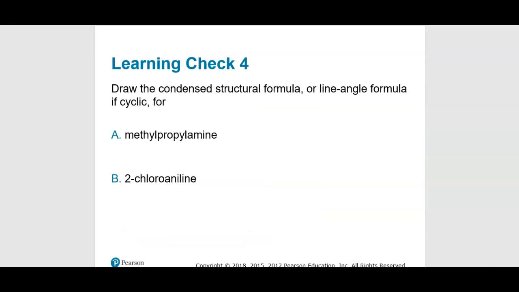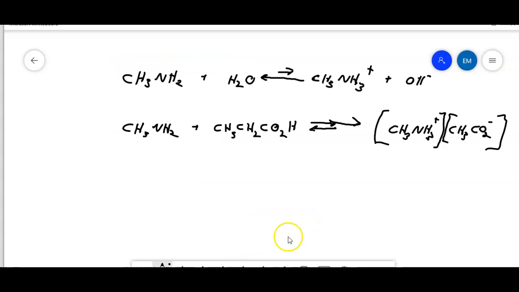So closing this off here, we'll look at a learning check. Draw the condensed structural formula, or line angle formula if cyclic. Okay, so they want condensed structural formula, line angle if cyclic. So that's a hint that one of these is going to be cyclic. So we have methylpropylamine and 2-chloroaniline. So let's get out the whiteboard and look at this.